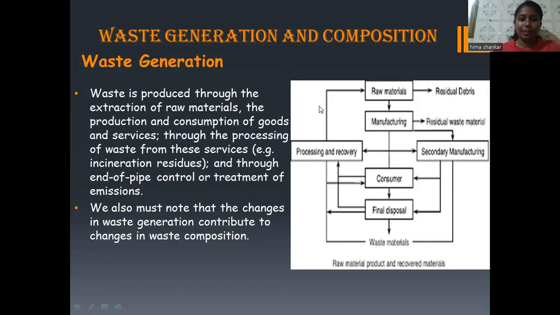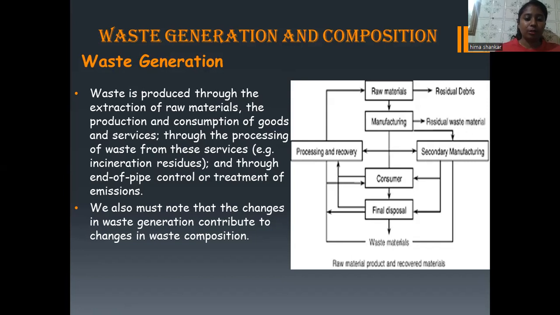What is recovered is taken as a raw material again, and again it is processed and consumed, and whatever is not consumed or used is again taken as a raw material. So it's just a cycle of waste generation, showing how waste can be reused or recycled. Waste is produced through the extraction of raw materials, production and consumption of goods and services, through the processing of waste from the services, and through end-of-pipe control or treatment of emissions.